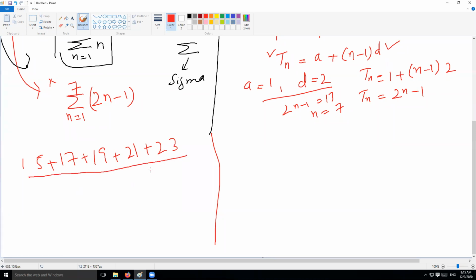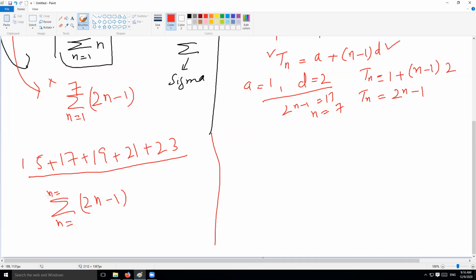So what should I do? What would be the sum notation? Obviously these are odd numbers, so the term is going to be 2n minus 1. But now you have to think carefully about the limits. That is, it starts from where to where? Who is going to tell me? 15 to 23? No, not 15 to 23.